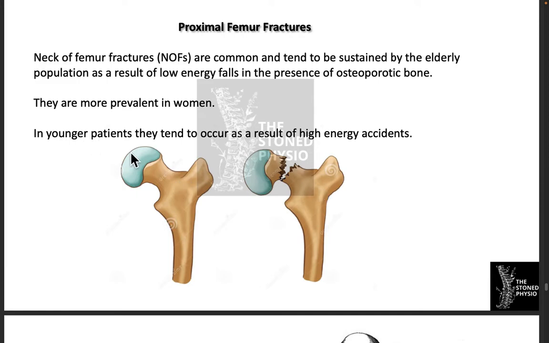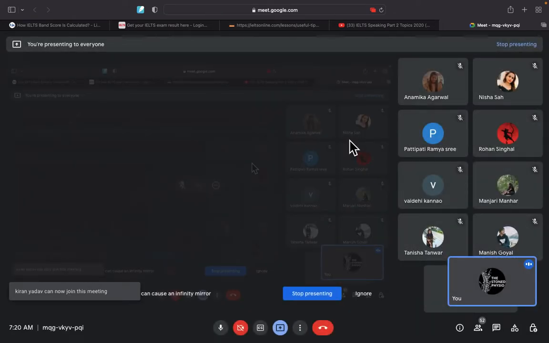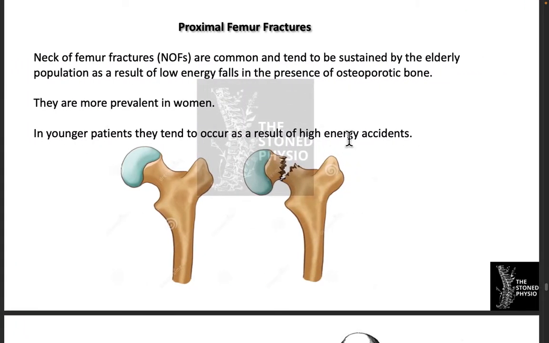Apart from that, we can see in young patients they tend to occur as a result of high energy accidents. Of course, because we know that in case of young population, the bone density is much higher than the old people. So if we talk about the mechanism of injury, or how the injury occurred in case of young individuals, most commonly it has to do with high energy trauma, where let's say the person was running, or there was a road traffic accident. Because of that, there was a high amount of force put on the bone, and because of that the bone went into fracture. So we have to talk about high energy trauma or accidents for the fracture, most commonly in young individuals.